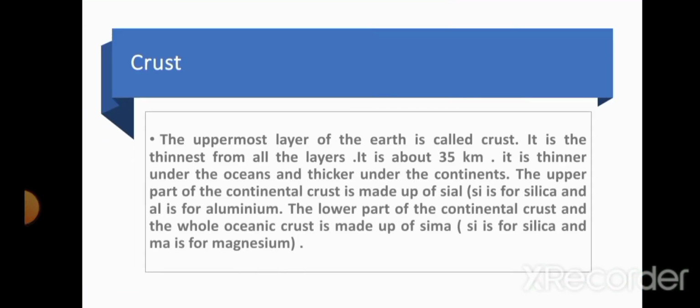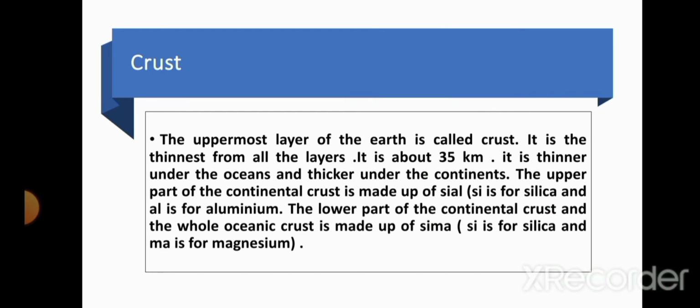Crust. The uppermost layer of the earth is called the crust. Means the upper layer or the uppermost layer of the earth is the crust. It is the thinnest of all the layers. Means it is not too thick compared to other layers. It is about 35 kilometers thick. You can imagine how thin it is. It is thinner under the oceans and thicker under the continents.